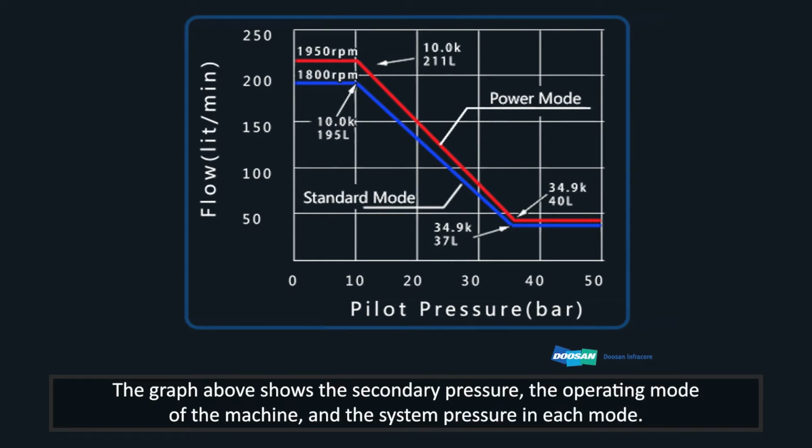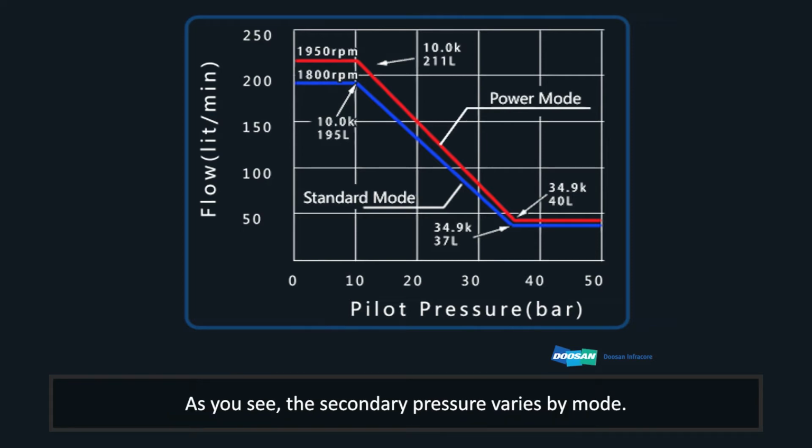The graph above shows the secondary pressure, the operating mode of the machine, and the system pressure in each mode. As you see, the secondary pressure varies by mode.